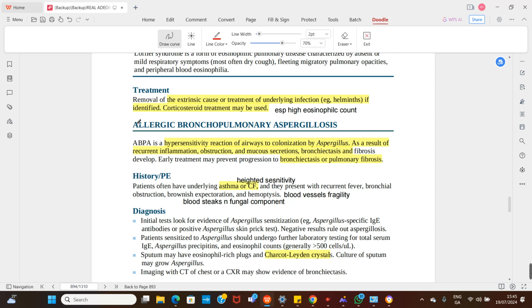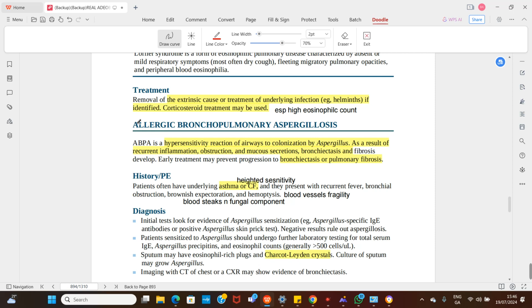Steroids can be necessary. For example, an individual with ABPA, you need to give steroids alongside with your antifungal. Which antifungal are we going to give? ABPA. Anybody. Voriconazole or itraconazole.